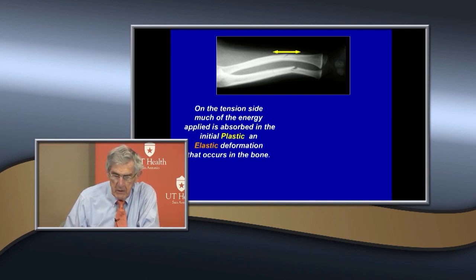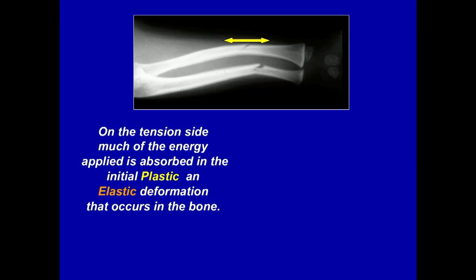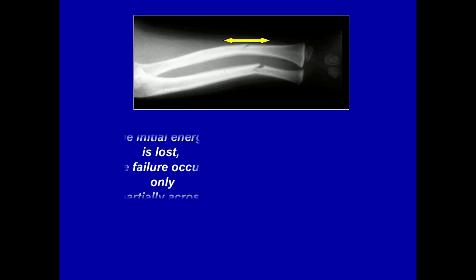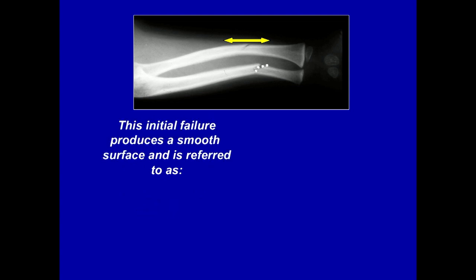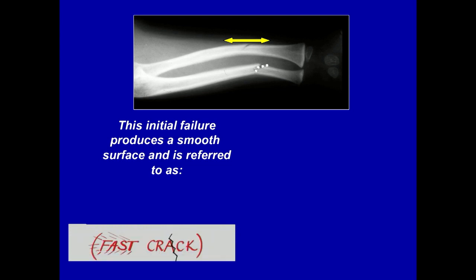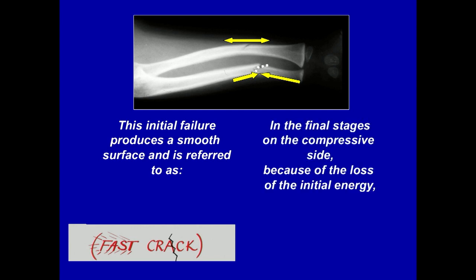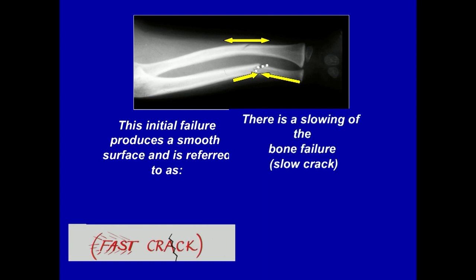So what happens in the bending force is some of the injury is absorbed in both the elastic and plastic deformation that occurs in the bone, and so you've lost some of the initial injury in that early deformation, so the fracture occurs only partially. You haven't got enough force to complete the fracture, as you can see here. So this first fracture surface is smooth, and it's the so-called fast crack. Now the other cortex, on the concave compressive side, is still intact because you've lost the energy from the elastic and plastic deformation, and that's the slowing of it.